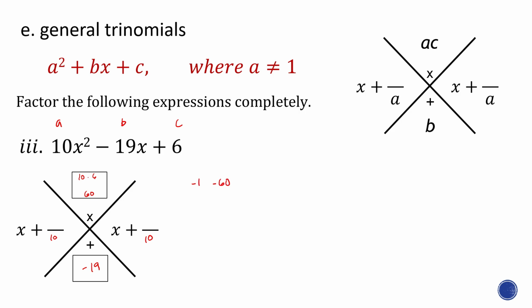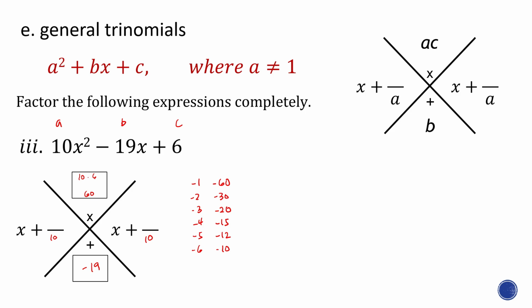-1 and -60, obviously. -2 and -30. -3 and -20. -4 and -15. -5 and -12. -6 and -10. I think that's it.